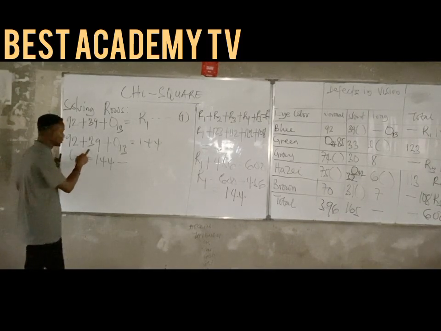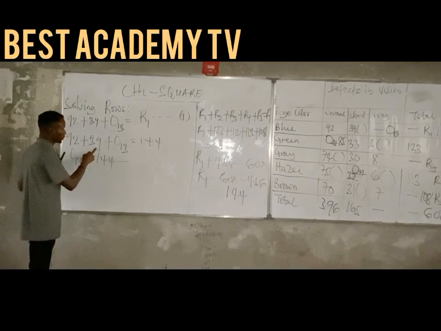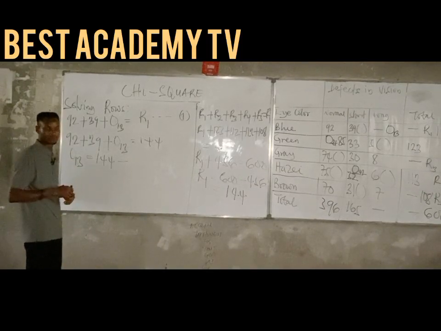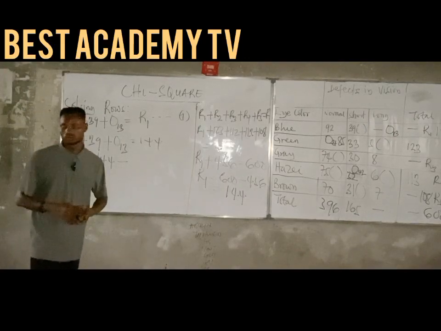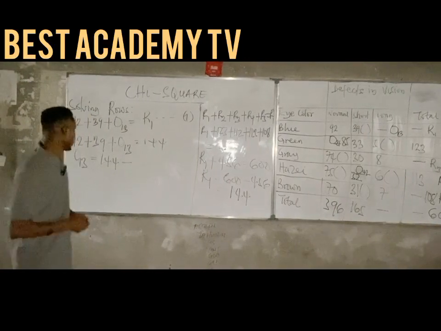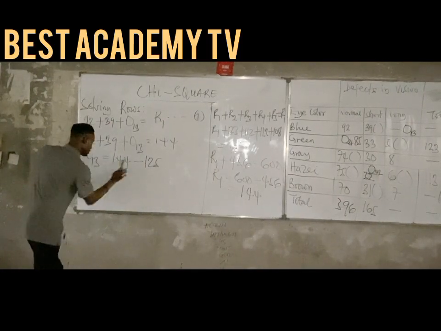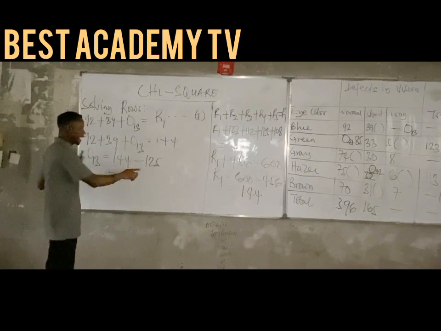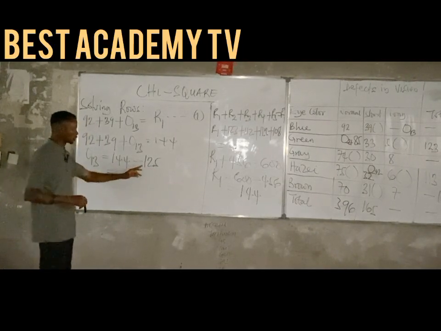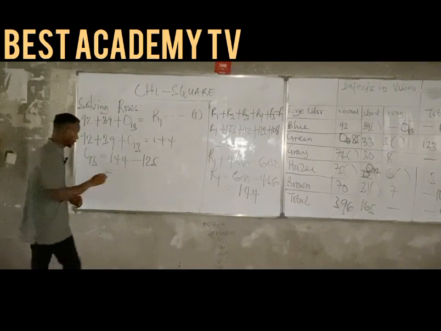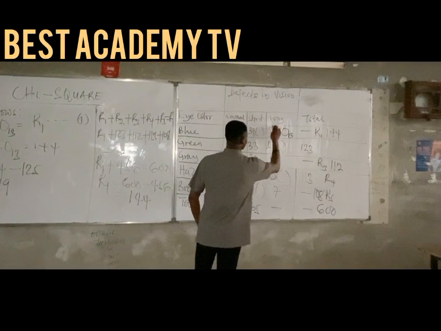What is the answer, please? 92 plus 33. Okay, we have the answer to be 125, class. Okay, that means 144 minus 125, class. What is the answer? 144 minus 125. What is the answer, please? That is 19. So we have this guy here to be 19.